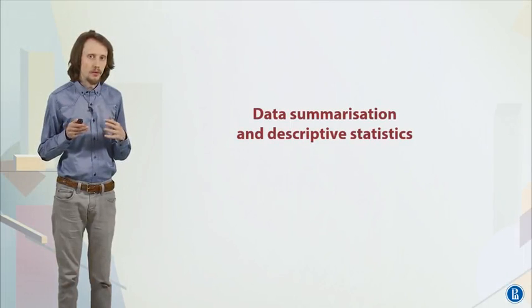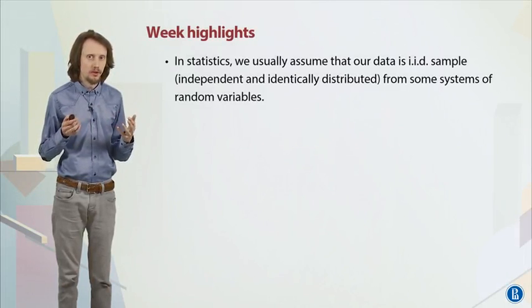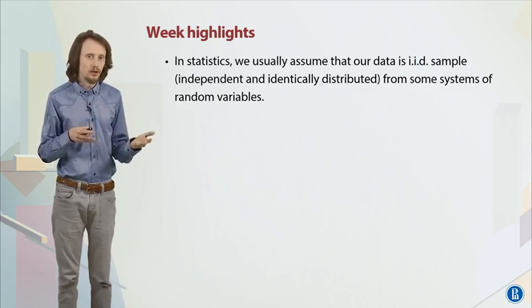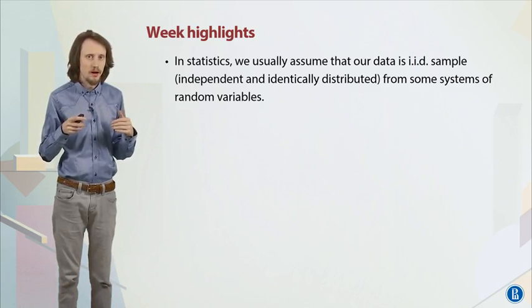This week, we made a first step in analyzing data. First, we discussed that in statistics, we usually assume that our data can be considered as a sample from some system of random variables. And our goal is to use data to make some conclusions about these random variables. This allows us to make conclusions, for example, about future observations that are not included in our dataset. For example, to make some predictions.